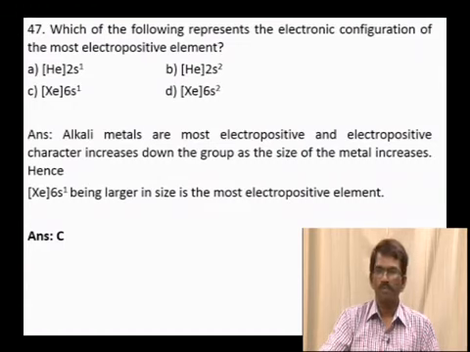In the question number 47, which of the following represents the electronic configuration of the most electropositive element?